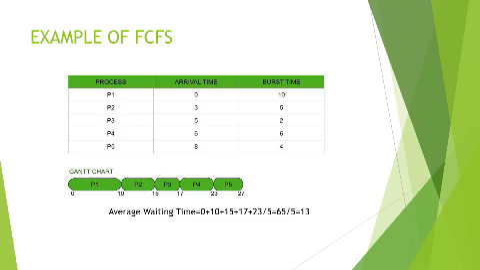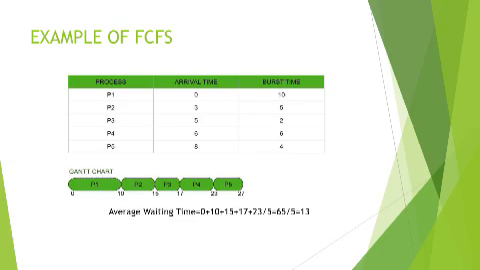We have 5 processes given, and the arrival times and burst times are given in the table. So we have to represent the Gantt chart for the processes. We are representing the 5 processes in the Gantt chart, and initially the arrival time is 0 and the waiting time is 0 at the start.